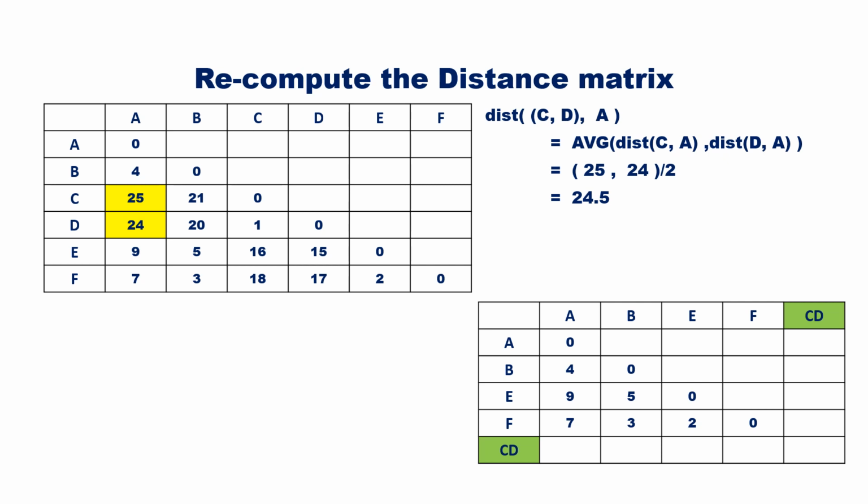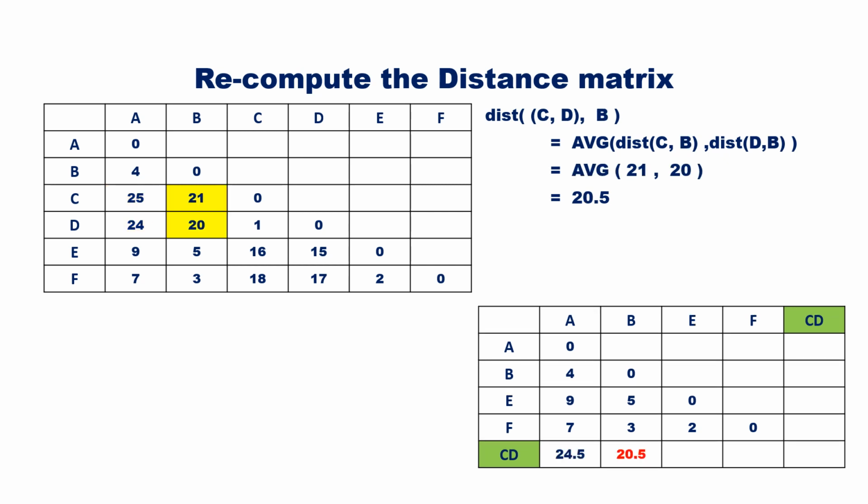Let's calculate the distance between CD and A. The distance from C to A is 25, and from D to A is 24. Take the average of these values. It's 24.5. This is the new distance from CD to A. Update the matrix with this new value.